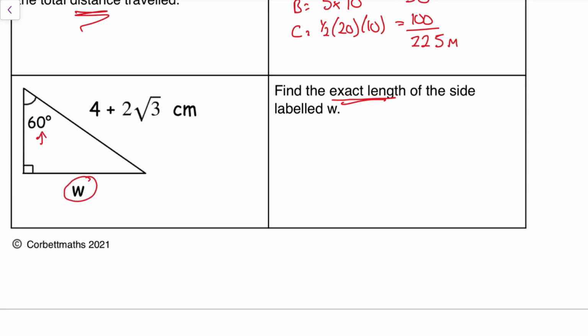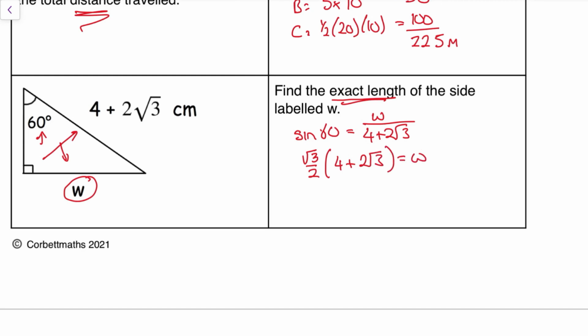Now, because I've got an angle and a right angle, it's going to be trigonometry. This is my opposite. This is my hypotenuse. So sine of 60 is equal to the opposite, which is W that I need, divided by 4 plus 2 root 3. I know sine of 60 is root 3 over 2. This could be a non-calculator paper as well. I'm going to multiply that by 4 plus 2 root 3, and that's going to give me W.